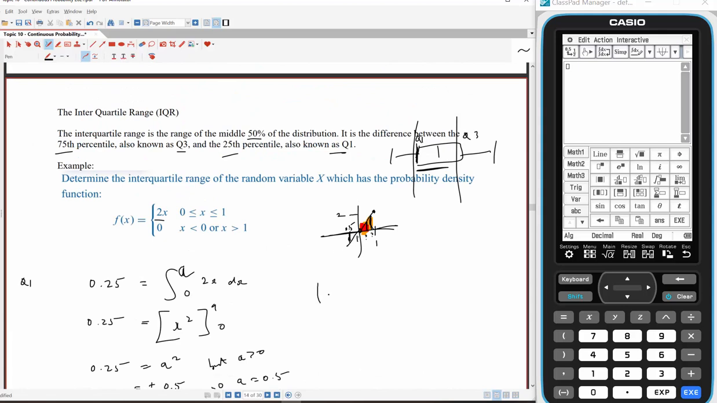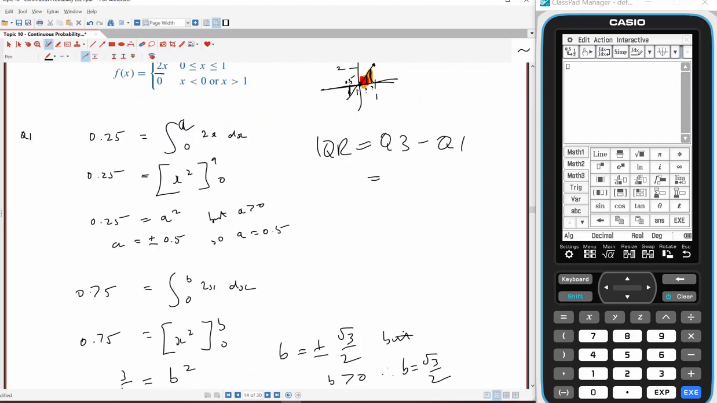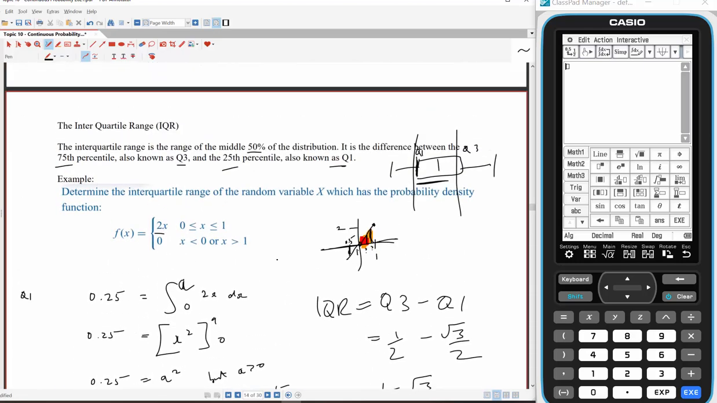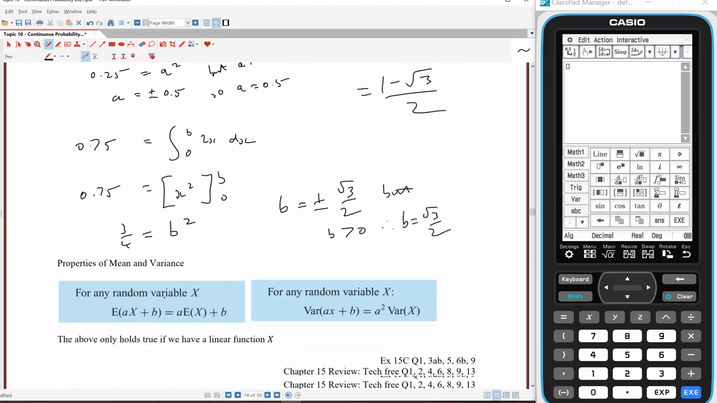Right, so the IQR is the Q3 take away the Q1, which, in this case, is root 3 on 2 take away A, which is a half. So the IQR is root 3 take away 1, all over 2. So that is the interquartile range.